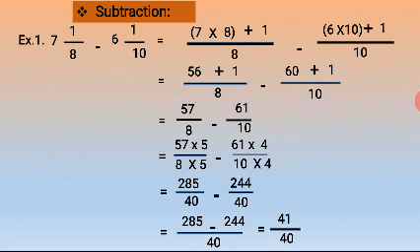Next step, we take the difference of these numerators, that is 41 upon 40. The numerator is bigger than the denominator, so we divide to get the reduced form of that fraction. We take quotient 1 and remainder 1, so 1 and 1 upon 40. This is the answer of the subtraction of mixed fractions, 1 and 1 upon 40. Got it? We see another example.